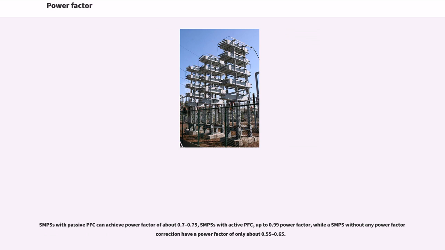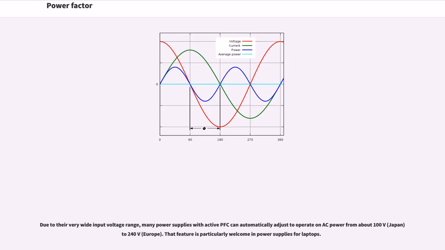SMPSs with passive PFC can achieve power factor of about 0.7 to 0.75. SMPSs with active PFC, up to 0.99 power factor, while a SMPS without any power factor correction has a power factor of only about 0.55 to 0.65. Due to their very wide input voltage range, many power supplies with active PFC can automatically adjust to operate on AC power from about 100 V to 240 V. That feature is particularly welcome in power supplies for laptops.